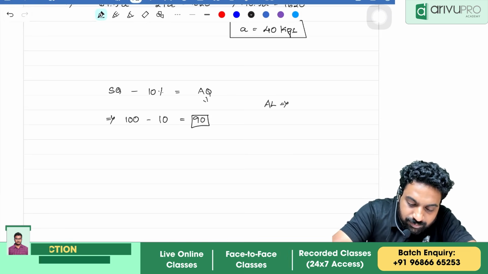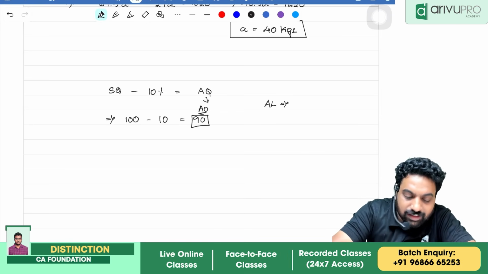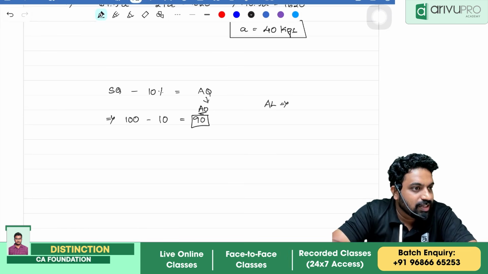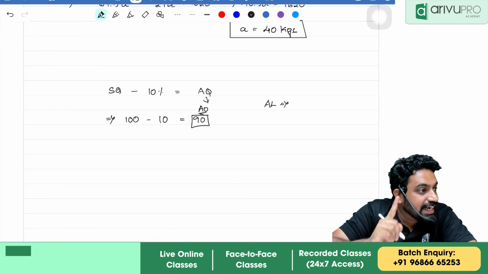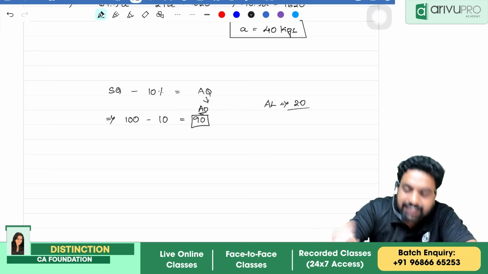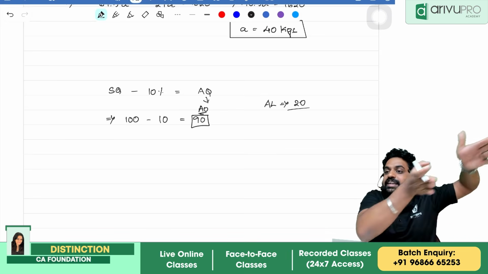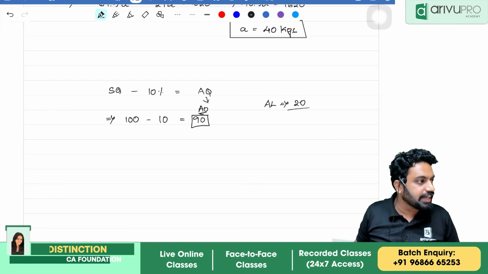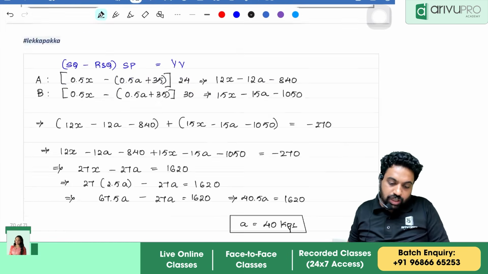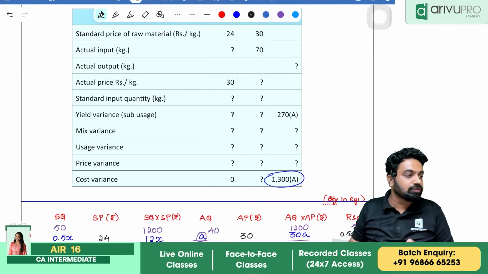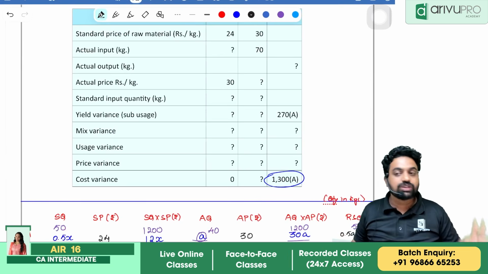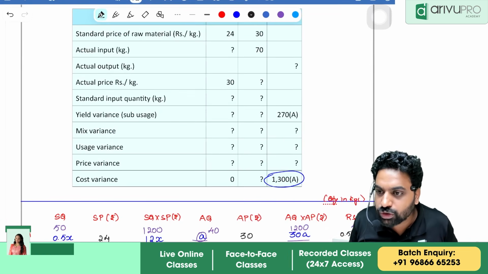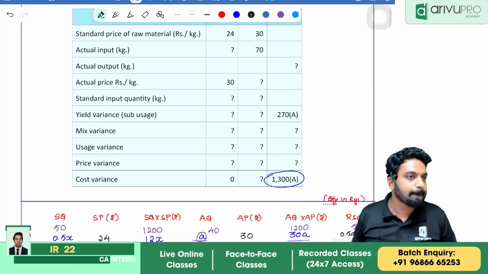May I know the actual loss then? You have given actual input of 110. You got actual output of 90. That means your actual loss is 20. That means 10 is normal loss, and the other 10 is abnormal. Got it? So using the remaining information, whatever you want, you can fill using this table. One of the craziest questions, a nice question. Hope you guys understood.